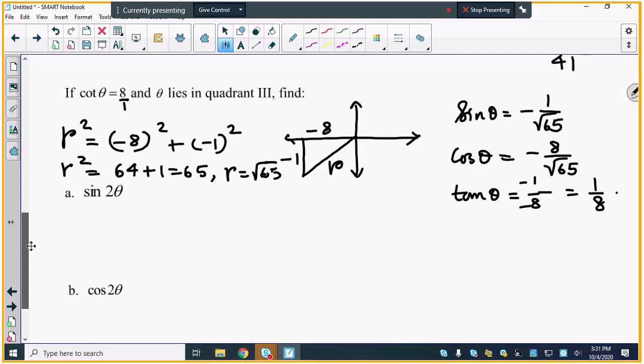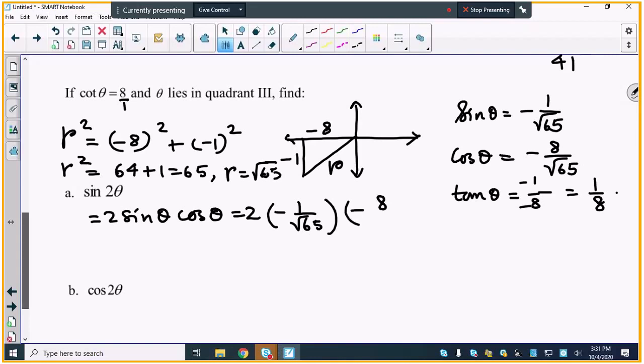Sine of 2 theta, the formula is 2 sine theta cosine theta. So I get 2 times negative 1 over square root of 65 times negative 8 over square root of 65, and then that is equal to, negative times negative is positive, so it is 16 over 65.